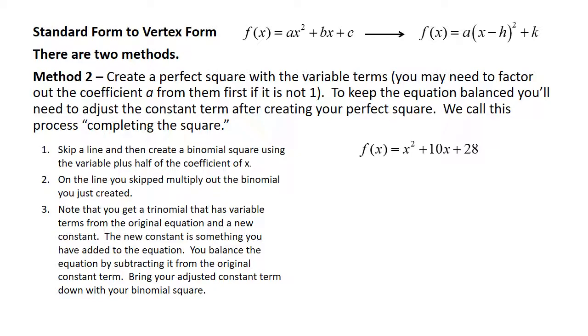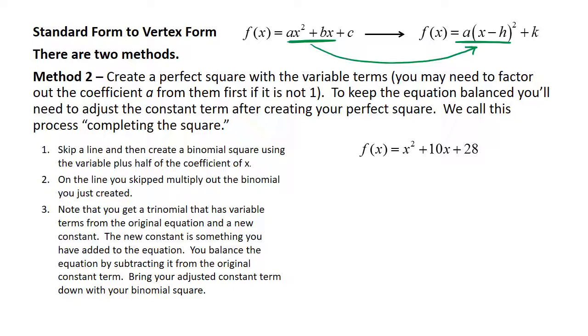I mentioned there were two methods. The second method is actually the more common method, but it takes a little while to get used to. The second method is called completing a square. It's where we take the x terms that we have in the standard form and we create the perfect square binomial using a little bit of logic and a little bit of back and forth algebra. It's pretty straightforward once you get used to it, but it can be a little confusing at the beginning.